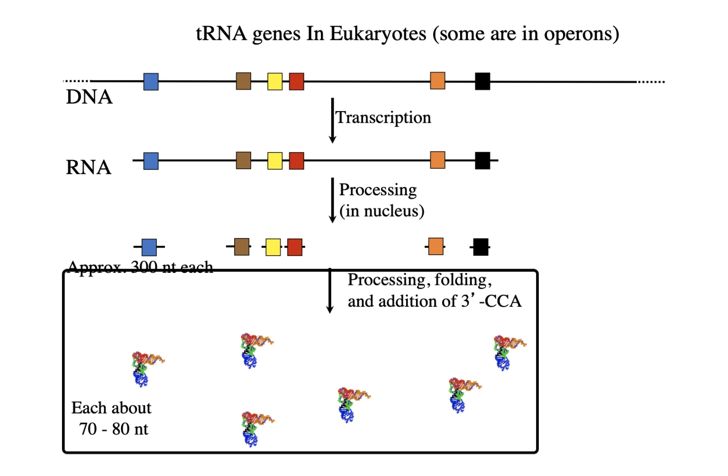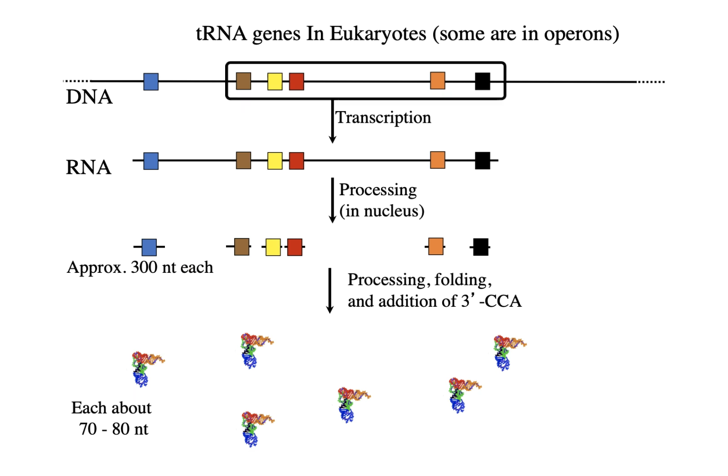Then there's processing, folding, and addition of the CCA tail. So then you wind up with all of these tRNAs being between about 70 to 80 nucleotides each. So again, those internal tRNA genes don't require those binding sites for the transcription factors. Only that initial tRNA on the 5' side needs to have those binding sites for the transcription factors, the A and the B sites within the gene.